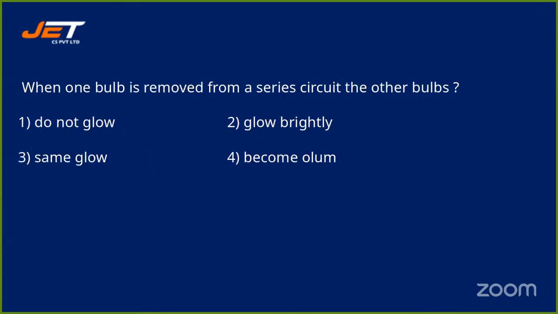When one bulb is removed from a series circuit, do the other bulbs glow, or will they glow brightly, or will it be as usual, or will they become dim? What will happen? In series connection, what happens? If in the middle one of the bulbs is removed, the electricity will be disrupted. So the other bulb will not glow.